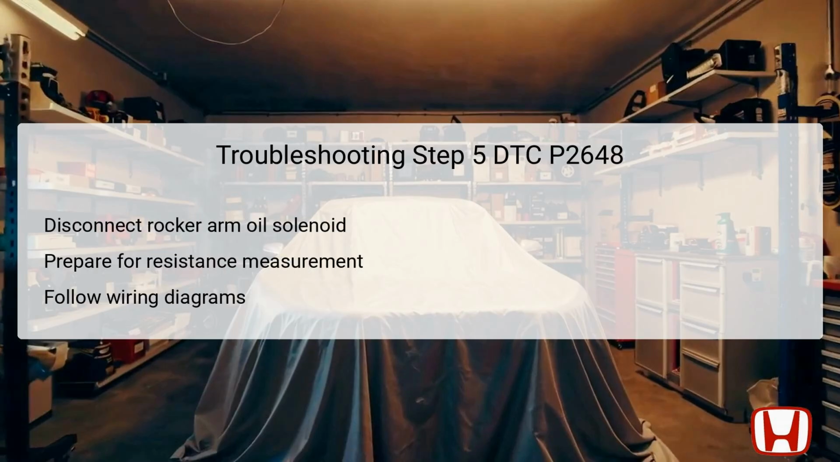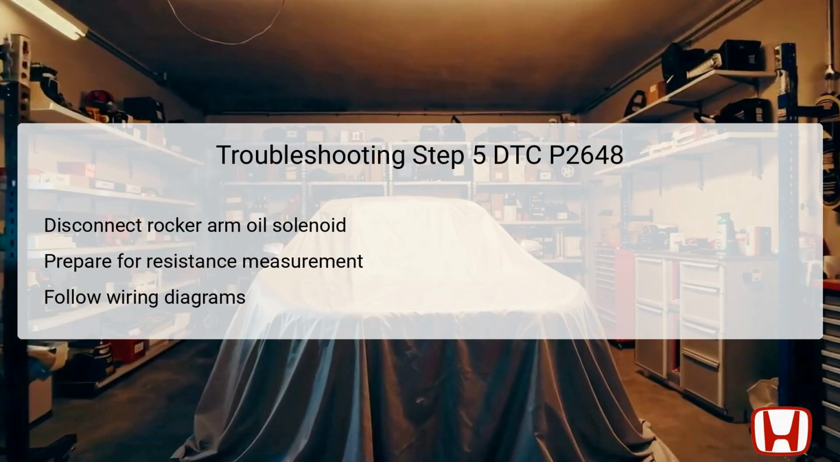The fifth step entails disconnecting the rocker arm oil control solenoid by removing the 2P connector. This action allows for the next vital procedure, measuring the resistance across the solenoid's terminals. Technicians should be diligent in ensuring that the disconnection is performed gently to avoid damaging the connector or solenoid. Resistance measurement is a critical diagnostic step, providing insight into whether the solenoid is functioning within the expected range of 14 to 30 ohms at room temperature.